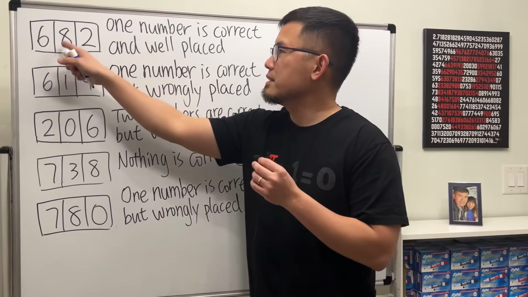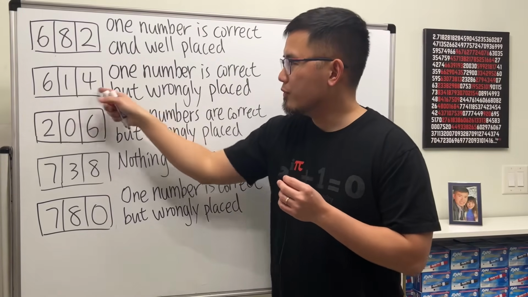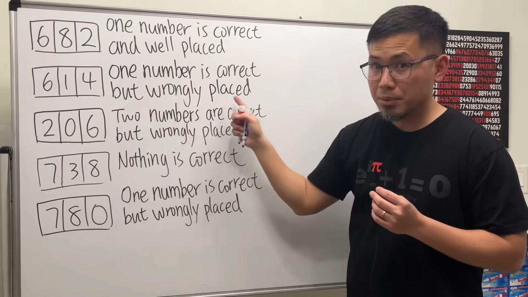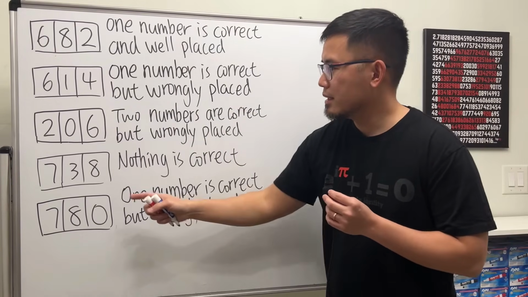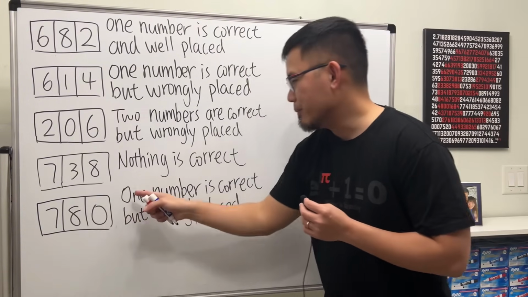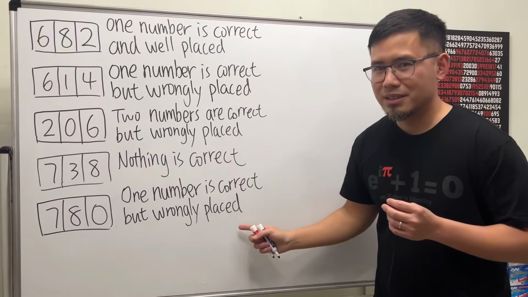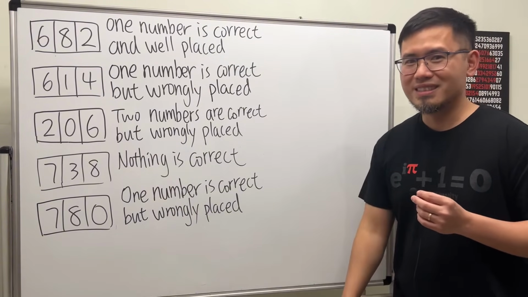We have 682, we know one number is correct and well placed. And then 614, one number is correct but wrongly placed. 206, two numbers are correct but wrongly placed. And then 738, nothing's correct. Lastly, 780, one number is correct but wrongly placed. Go ahead and pause the video and try this first before you watch the solution.